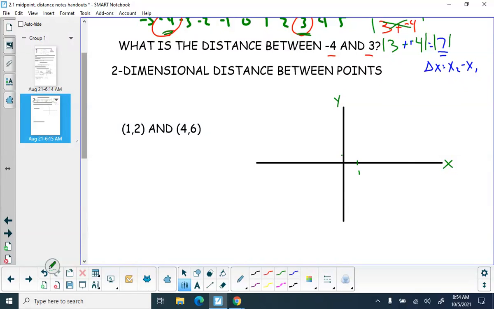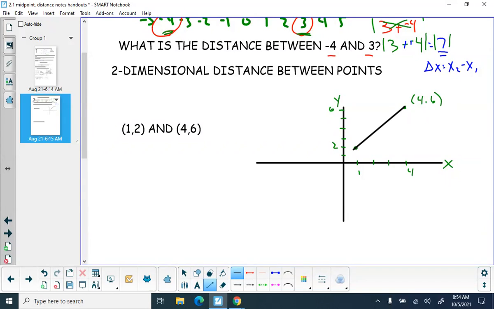X is 1, y is 2, x is 4, y is 6. What I want to find is the distance between these two distinct points.